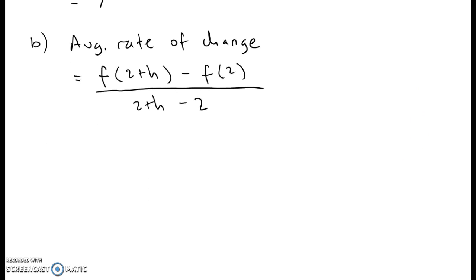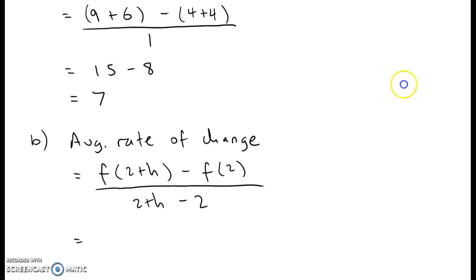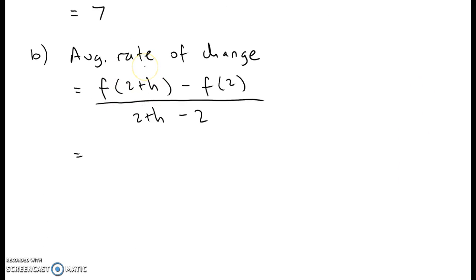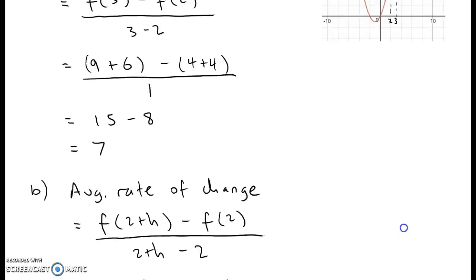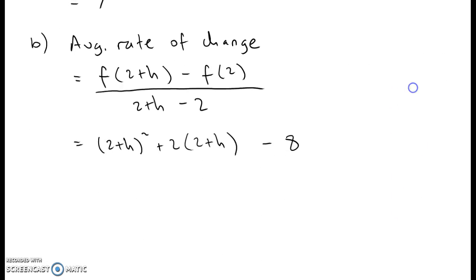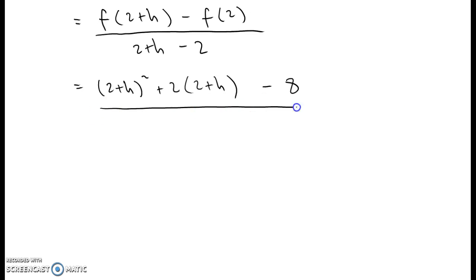So we're left with, if we come back to our function, which was x squared plus 2x, so wherever we see an x in the function, just substitute in 2 plus h, so we'll get 2 plus h squared plus 2 plus h. Then we subtract the value of the function at x equals 2, so that'll just be 8 if we do that quickly, because 2 squared is 4 plus 2 times 2 will give us 4, so let's just subtract that 8 there, over 2 plus h minus 2 will just leave us with h.